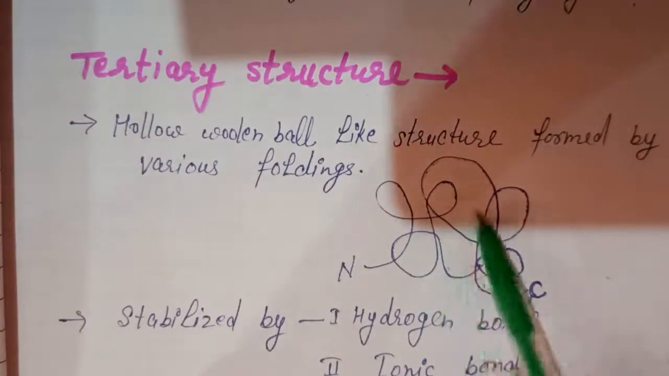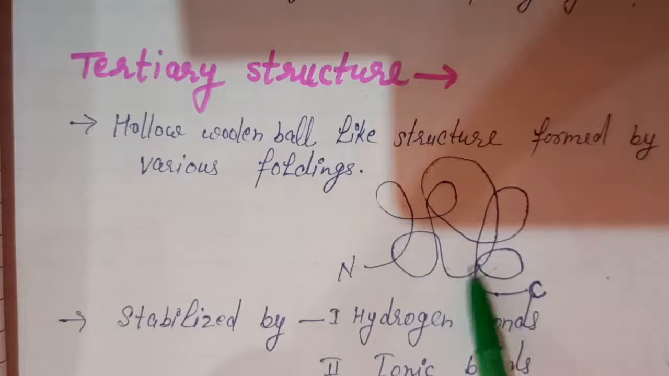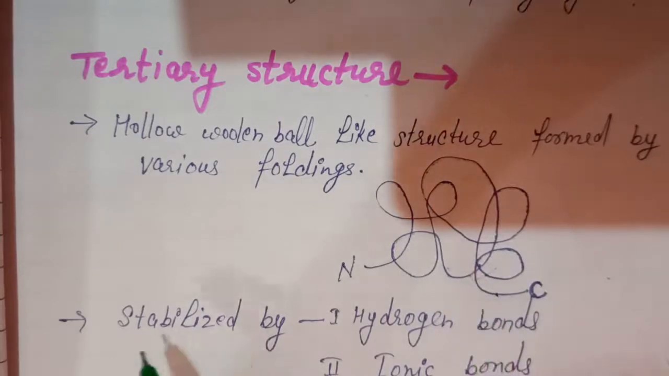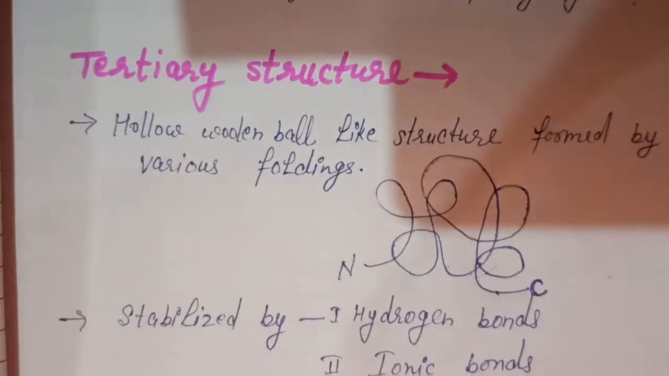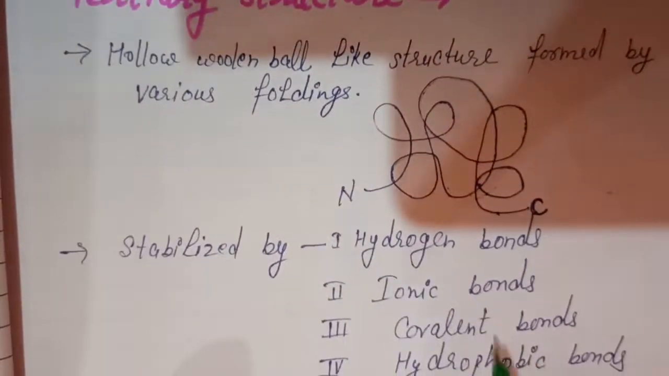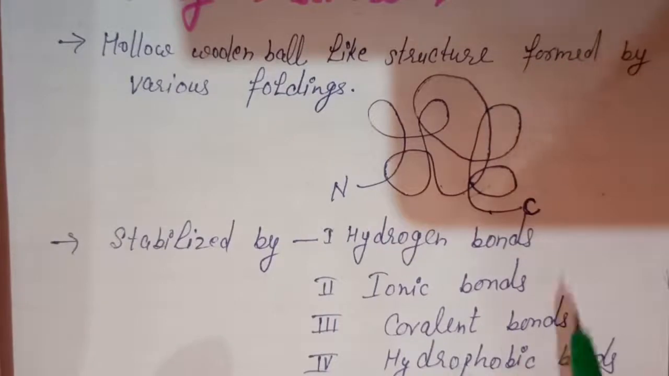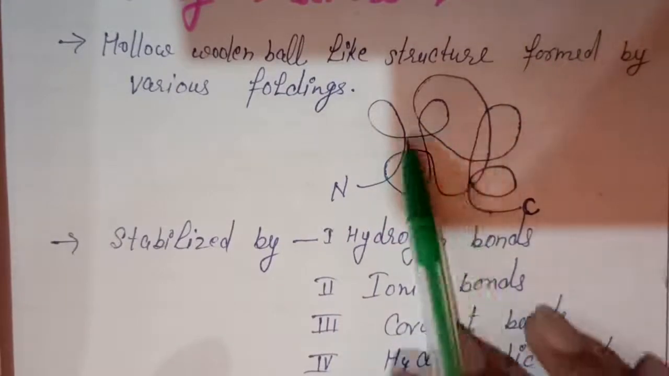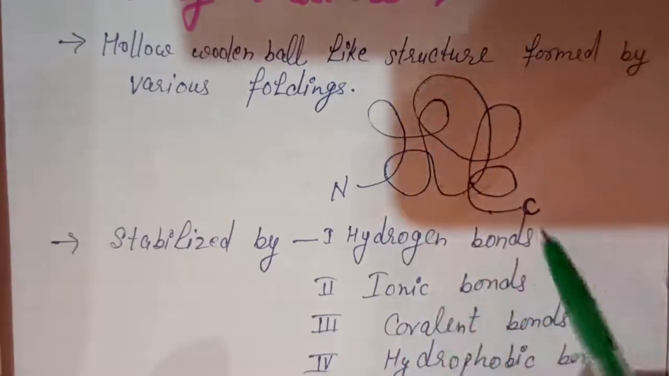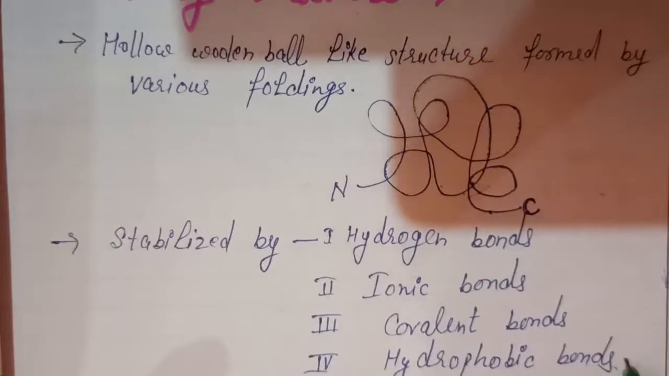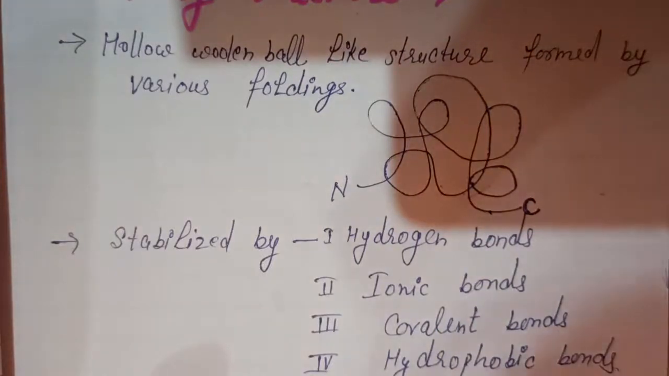And here this hollow woolen ball structure of protein is stabilized by various bonds, and these bonds are hydrogen bonds, ionic bonds, covalent bonds and hydrophobic bonds. These different kinds of bonds are present here to stabilize this ball like structure. Okay, about these different types of bonds you will study in chemistry.